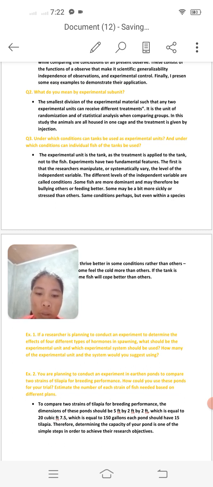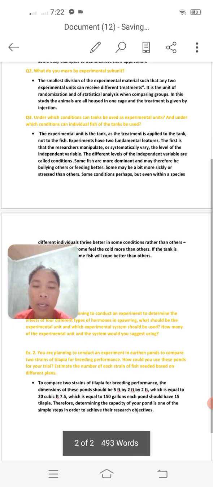To compare the two strains of tilapia for breeding performance, the dimension of this pond should be 5 feet by 2 feet by 2 feet, which is equal to 20 cubic feet, and 7.5 gallons per cubic foot, which is equal to 1.5 gallons. Each pond should have 15 tilapia. Therefore, determining the capacity of your pond is one of the simple steps in order to achieve your research objectives.